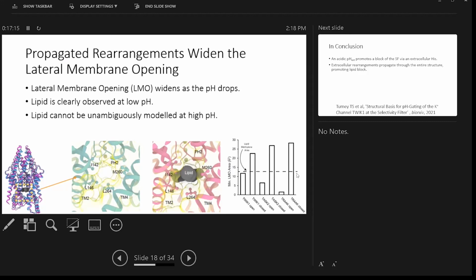For TWIK1, this is still mostly the case, except that at a high pH, the lateral membrane opening is still kind of there. It's right at the cusp of what you would need in order to stick a lipid in there. It would only require a subtle rearrangement, and this is likely the reason why a lipid block was observed in this previous structure. So the lipid is connected to the histidine through this propagated movement, but it is also something that can still happen even at a high pH.